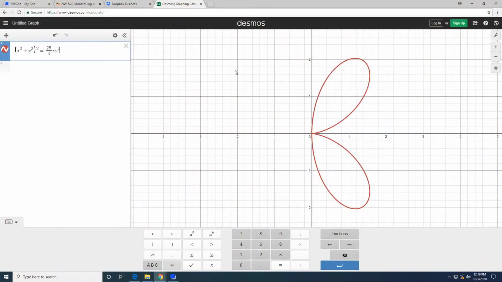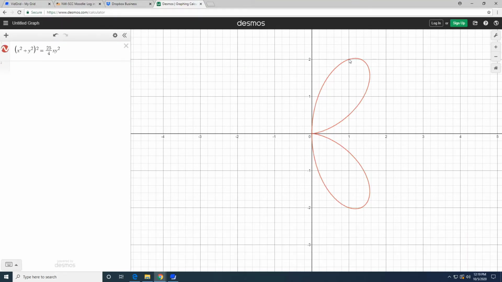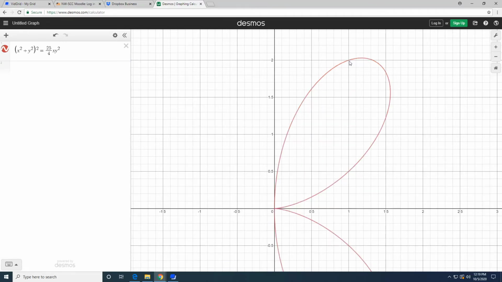Okay? That's what we got. All right? So at the point (1, 2), it looks like the point is right there. Do you think the slope of our tangent line is positive or negative there? Looks positive. Looks like it should be going just like this, right? So let's see what that would be.